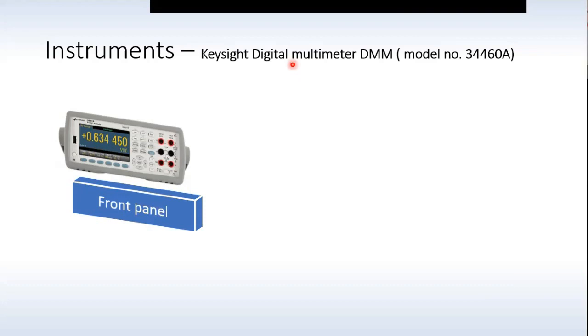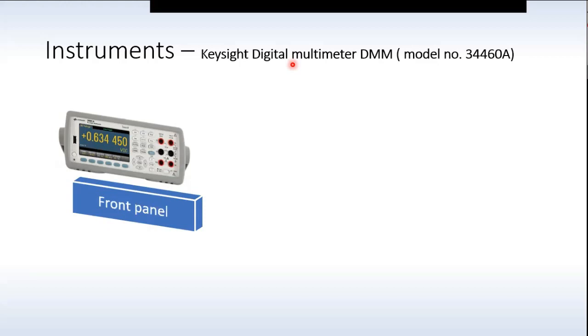So this is the real instrument, and what are its parts? The first part you can see on your instrument is the front face, where you can see some digits, some buttons, some probe points to connect, and so on. So this is called the front panel of a real instrument.